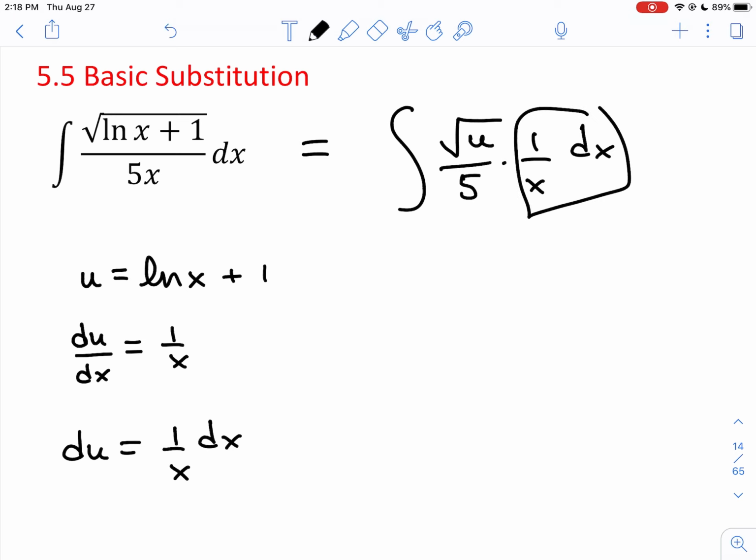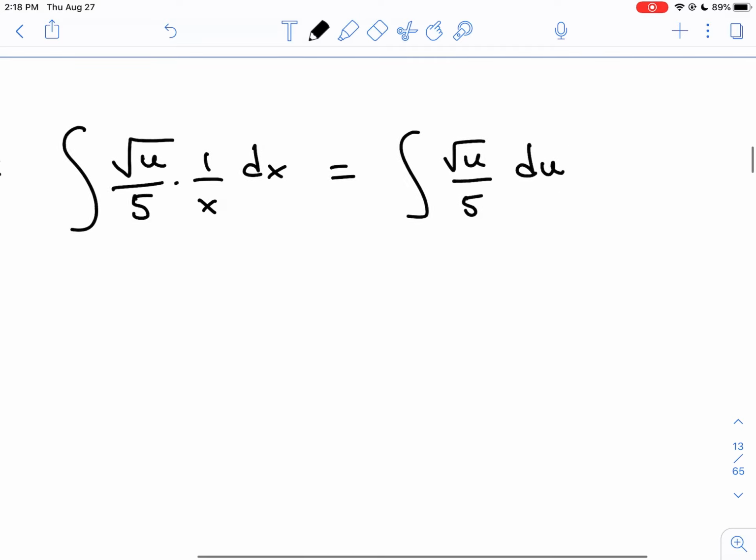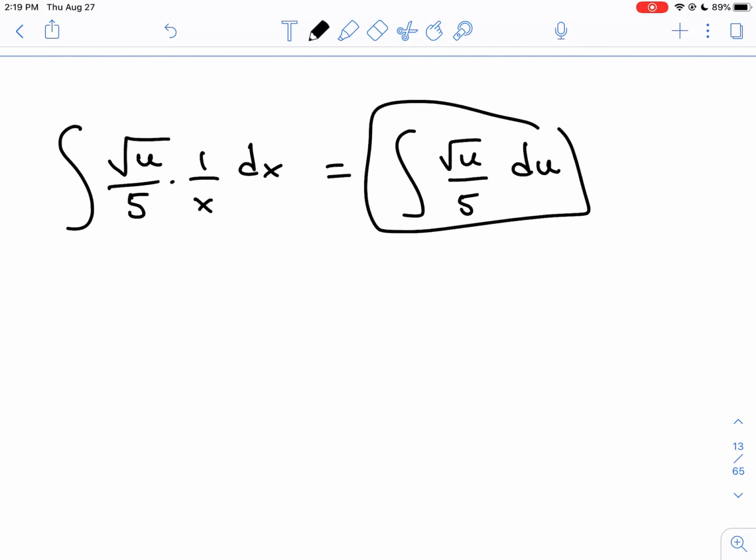This is just nice because then you see that this part here matches this, and so we can just change that to a du. So this winds up giving us the integral of the square root of u over 5, and then just simply du. So we have only u's now at this stage, no more x's.